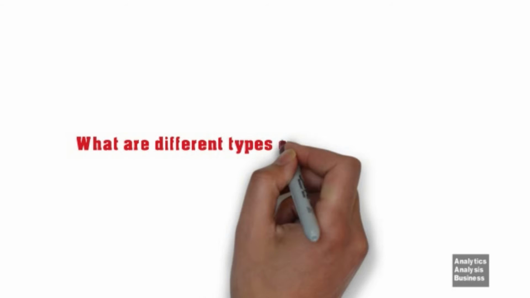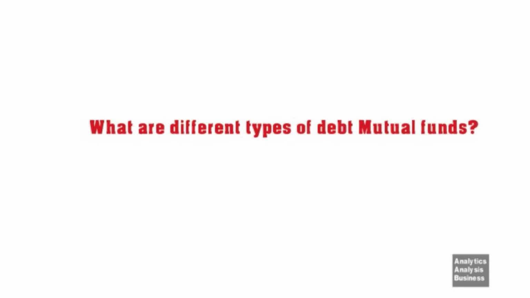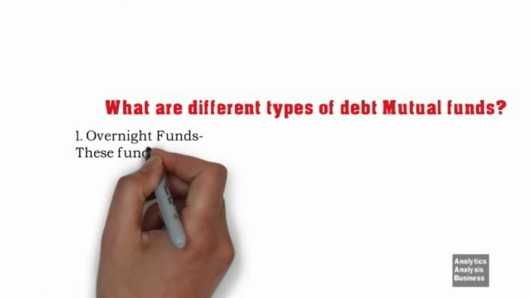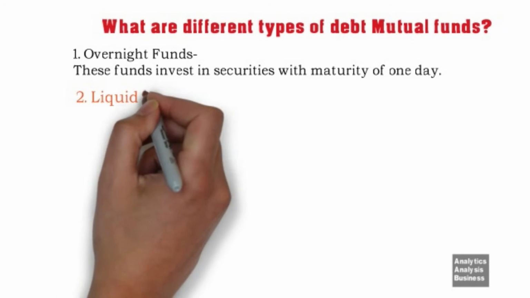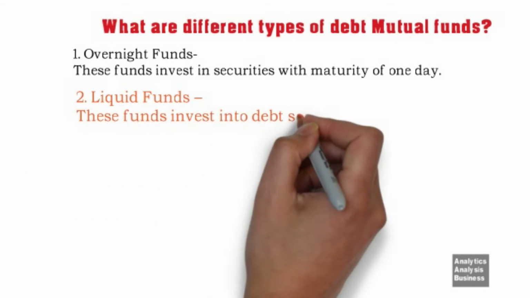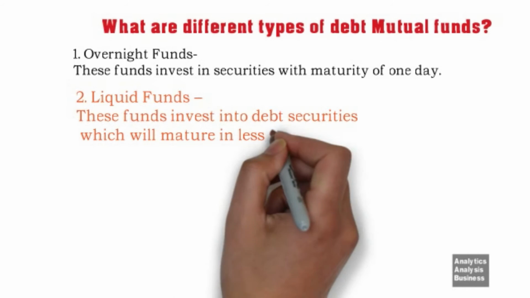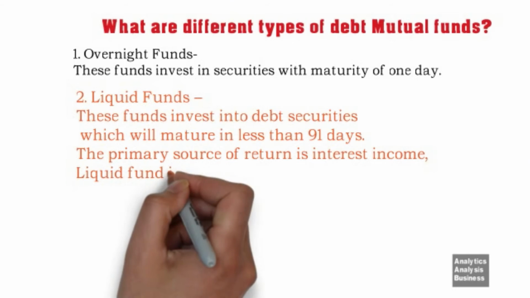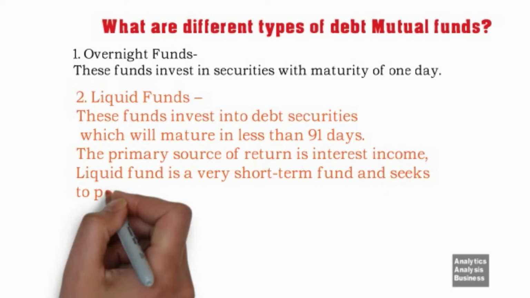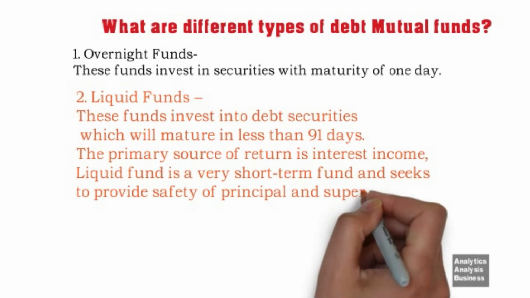What are the different types of debt mutual funds? 1. Overnight funds. These funds invest in securities with a maturity of 1 day. 2. Liquid funds. These funds invest in debt securities which will mature in less than 91 days. The primary source of return is interest income. A liquid fund is a very short-term fund and seeks to provide safety of principal and superior liquidity.